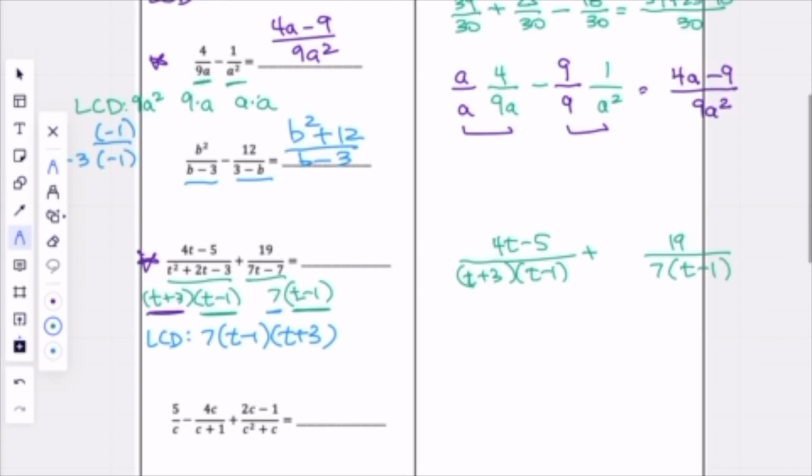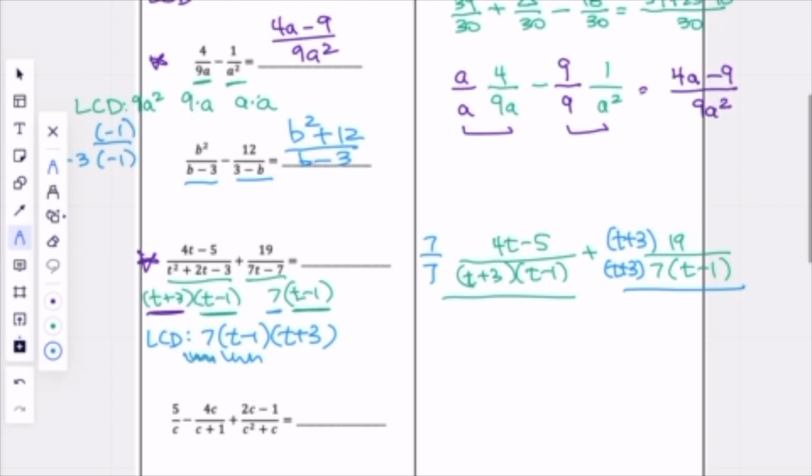Okay, now looking at the first piece, the first expression, I have a t plus 3 and a t minus 1. I'm lacking the 7 piece. So I'm going to multiply this expression by 7 over 7. And for the second expression, I have a 7 and I have a t minus 1. What I don't have is a t plus 3. So I'm going to multiply this piece by t plus 3 over t plus 3.